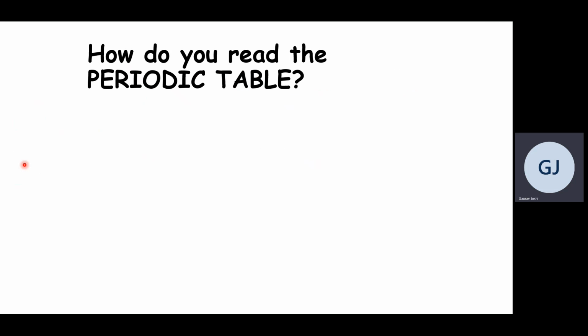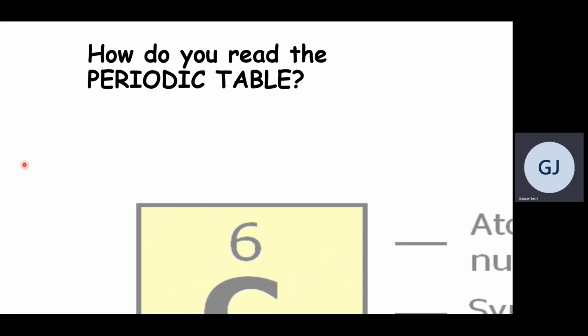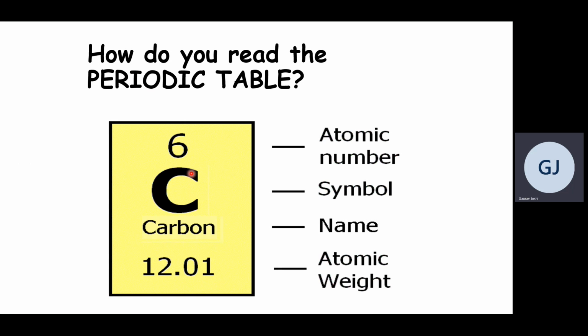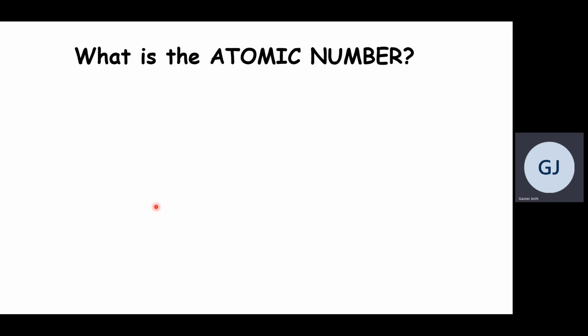Now, how to read a periodic table? This is very important. If you look at the periodic table, we have a symbol for each element name. For example, there is an element called carbon, and its symbol is C. It has the atomic number of 6, and the atomic weight is 12.01 in the case of carbon. Second thing, what is the atomic number now?